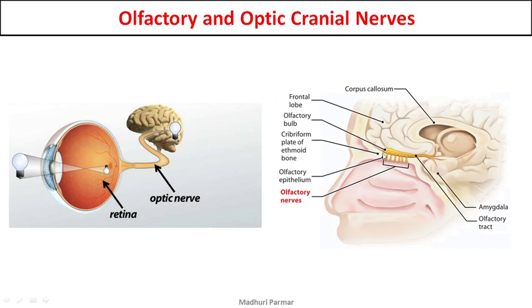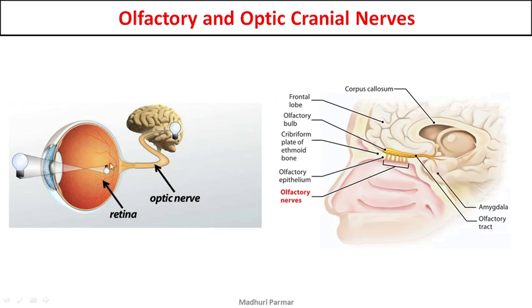The olfactory nerves then bring this signal to your olfactory lobe. Olfactory lobe then carries it to the diencephalon. Clear? So this is the function of your olfactory nerve, which is nerve number 1.